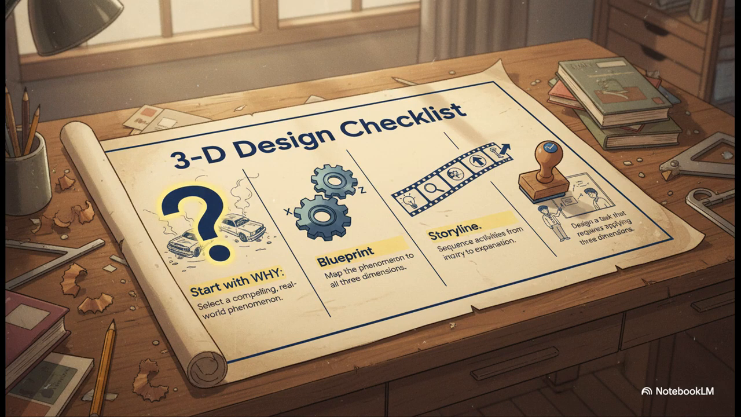Number 1, start with the why. Find a compelling phenomenon that will hook your students. 2, build your blueprint. Connect that phenomenon to the knowing, the doing, and the thinking of science. 3, craft that logical storyline, moving from curiosity to explanation. And 4, assess what really matters by designing a task that puts all 3 dimensions into play.